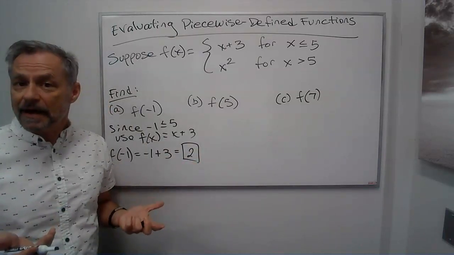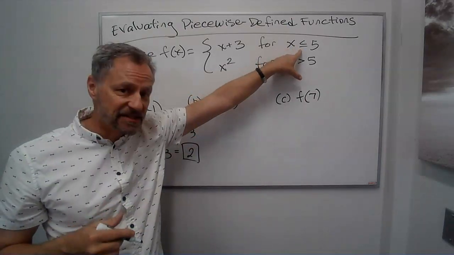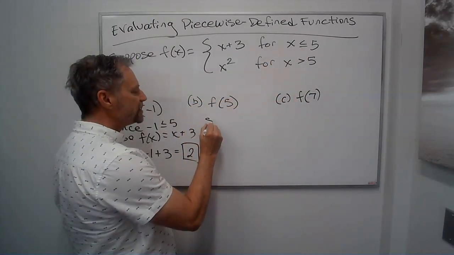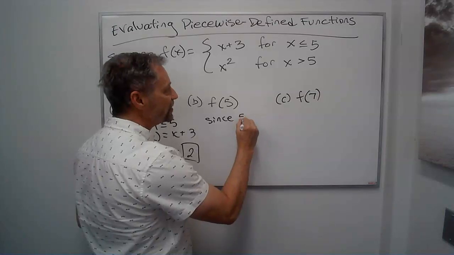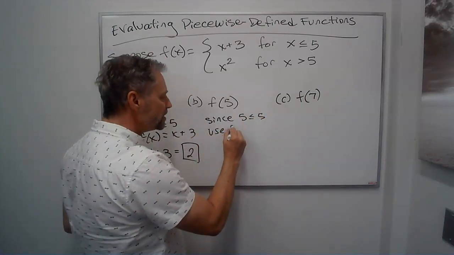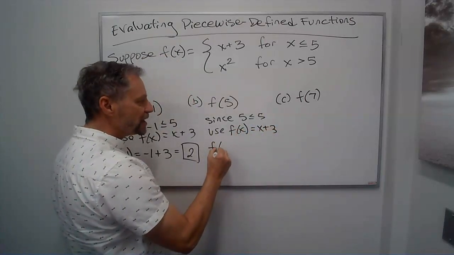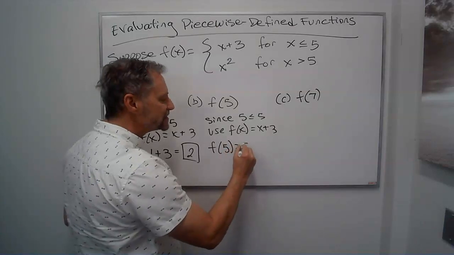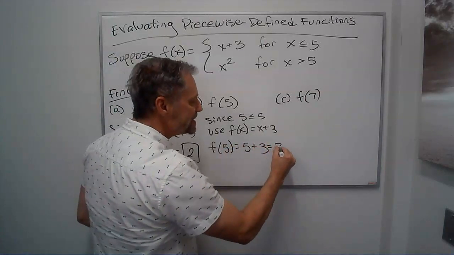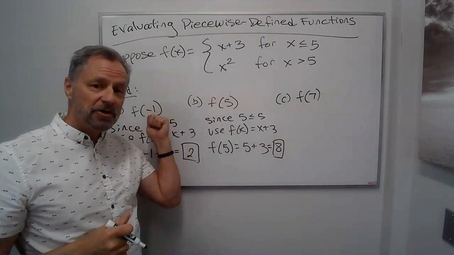Simple as that. Well, what about f of 5? Well, 5 is less than or equal to 5 since it's equal. It's obviously not greater than 5. So since 5 is still less than or equal to 5, we're going to use f of x equals x plus 3. When we plug that in, f of 5 is 5 plus 3. We just plug the 5 in where the x was. We get 8, and that's my answer. Very similar to the first one.